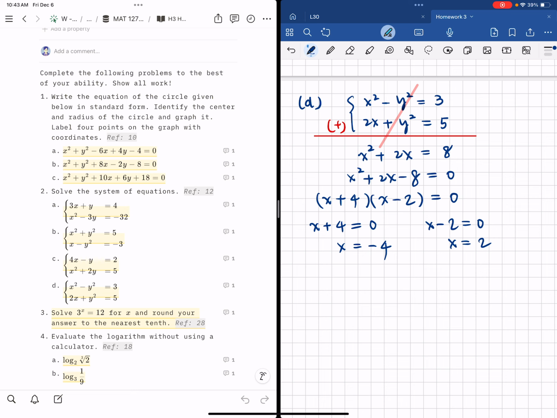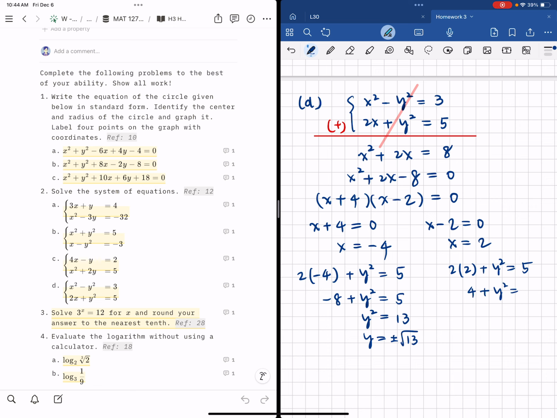So let's use the second equation. Second equation says 2 times x, so 2 times negative 4 plus y squared equals 5. So that's negative 8 plus y squared equals 5. Plus 8 on both sides, y squared is 13, and y is plus or minus square root of 13. And again, this is the square root property. For the second point, 2 times x, so 2 times 2 plus y squared equals 5. That's 4 plus y squared equals 5. Subtract 4 from both sides, y squared is 1. Take a square root. y is plus or minus square root of 1, which is just 1.